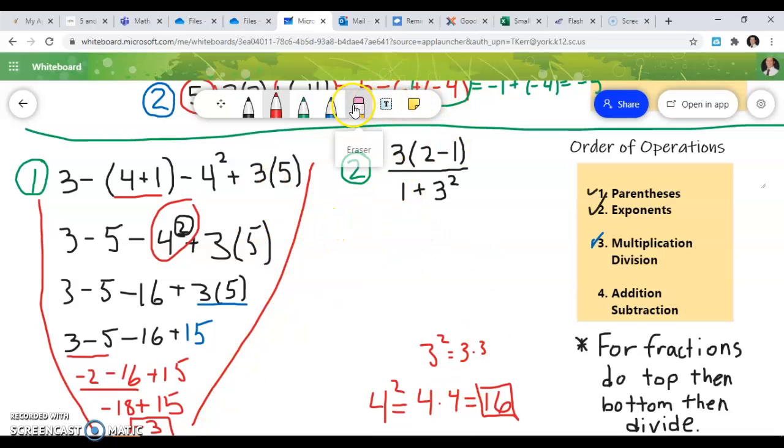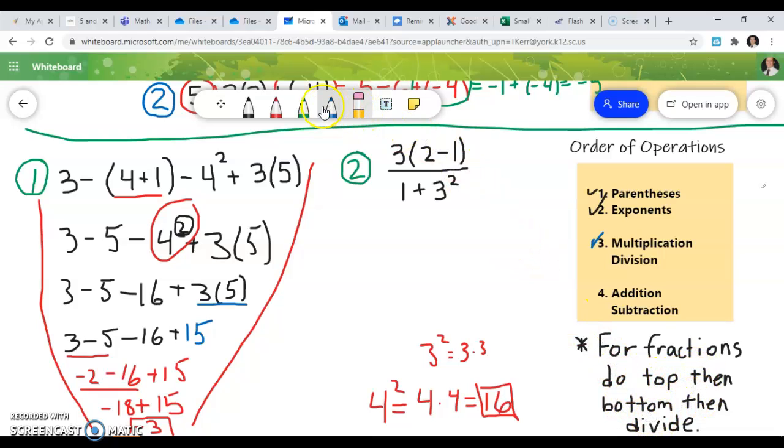So there is one new piece for you that you probably have not seen before, and that's using this order of operations with fractions. Okay, so I did put this little asterisk here for something new that you may not have seen before. So make a note for yourself and have it written down that for fractions, you need to do the top, then the bottom, then divide.